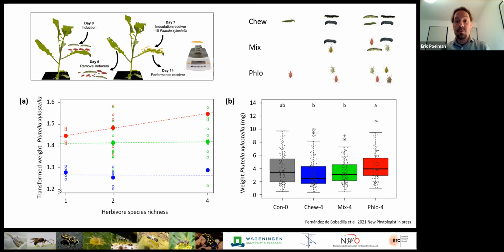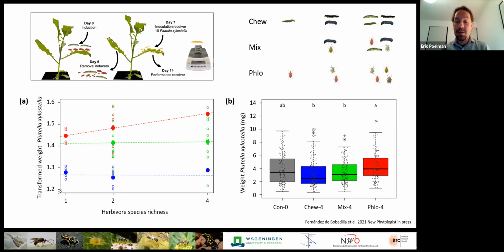So we challenged plants with either only aphids, 1, 2, or 4 different aphid species, only leaf chewing species, 1 caterpillar, 2 caterpillars, or 4 different caterpillar species, or we did a mix of these two, that the plants were attacked by an aphid and a leaf chewer species, or by 2 aphids and 2 leaf chewer species.